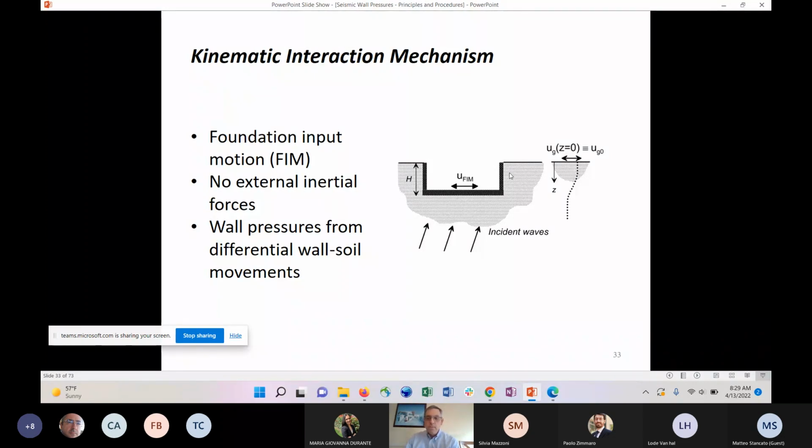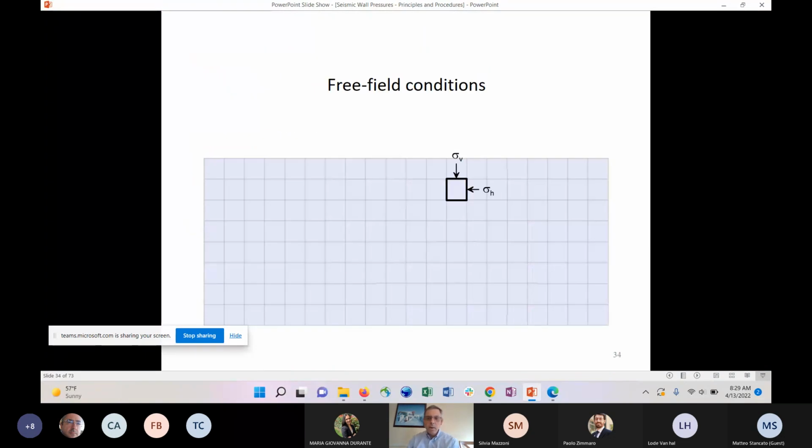Then we have a structure foundation over here. There's actually no structure, there's just a foundation. And the motion on the foundation we call the UFIM. Okay. And this UFIM can be different than the UG0 due to a number of processes. So if this UFIM is different from UG0, then the wall is moving in a different way than the free field, and we're going to get pressures from that. So let me walk you through why that is, and hopefully help you develop an intuitive understanding of it. Let's consider first a free field condition.